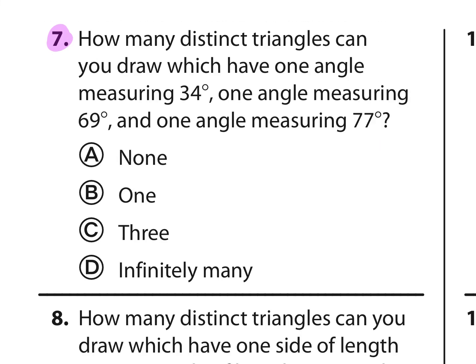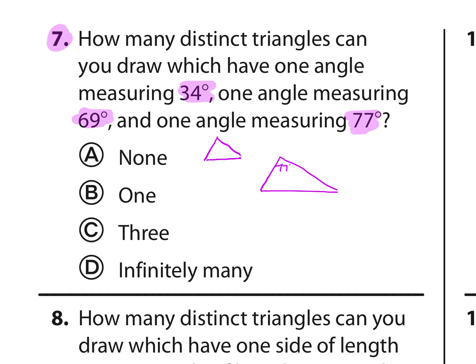Problem number 7. How many distinct triangles can you draw which have one angle measuring 34 degrees, one angle measuring 69 degrees, and one angle measuring 77 degrees? Well, this triangle could be very small with these same angle measures, or this same triangle with those angle measures could be very large.